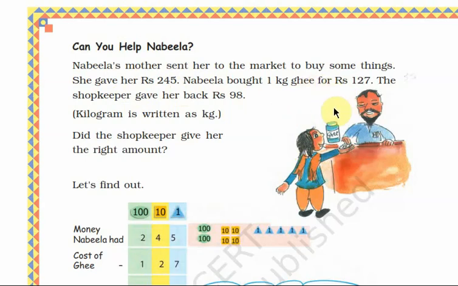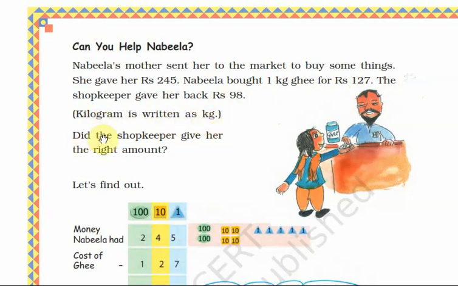And do you know what is the cost of the ghee? The cost of 1 kilogram of ghee is 127. So she purchased 1 kilogram of ghee and gave rupees 245 to the shopkeeper. The shopkeeper gave her back rupees 98. In return, how much money had the shopkeeper given her? He had given her rupees 98 because Nabila gave the shopkeeper rupees 245 and the cost of ghee is 127. Kilogram is written, you can see here, kg. As we studied earlier, the short form of kilogram is kg.